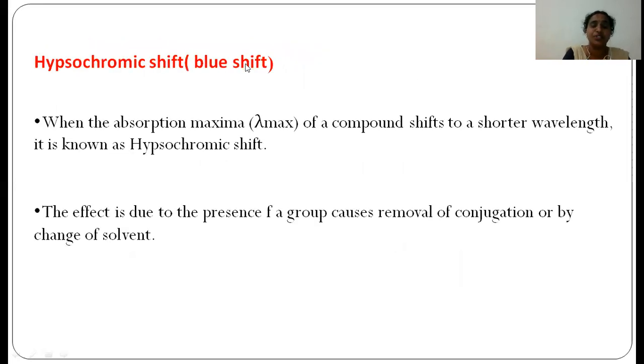Whereas hypsochromic shift is also called blue shift. In this case, the absorption maxima of a compound shifts towards a shorter wavelength. Generally, this effect is due to the presence of a group that causes removal of conjugation, or by change of solvent. Because of removal of conjugation, the absorption wavelength generally decreases. The decreasing absorption wavelength is called hypsochromic shift.